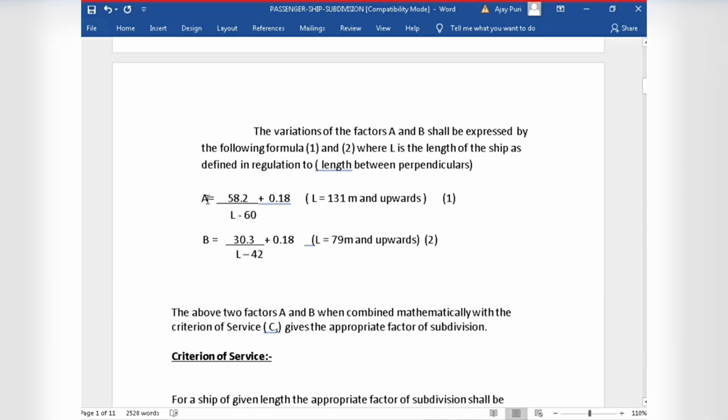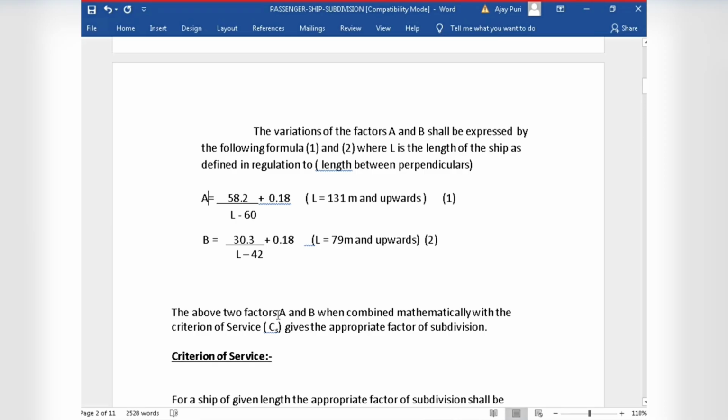So A is equal to 58.2 divided by (L minus 60) plus 0.18, where L is greater than or equal to 131. And factor B is for passenger ships for L greater than or equal to 79 meters. It's 30.3 divided by (L minus 42) plus 0.18.